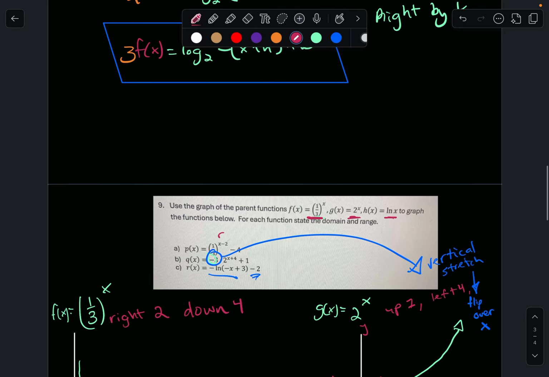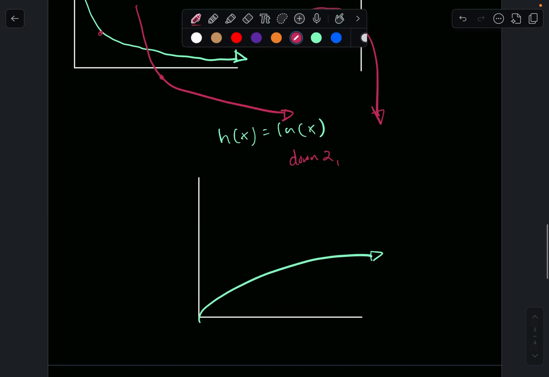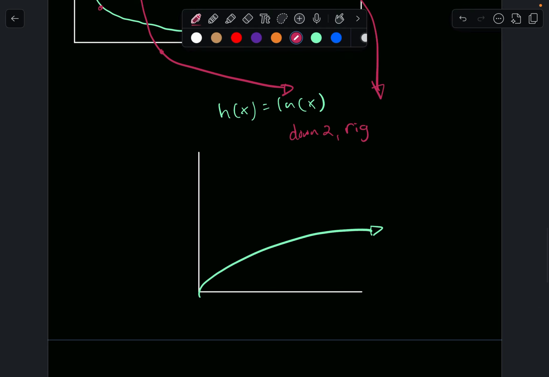What else do we got? What else do we change here? Looks like we're gonna, oh, this is a mess. So if we rewrite this as x ln, because we can distribute this, right? Ln of x minus 3. I think we can do that, right? That's fine. We can see that we're shifting over right 3, right? Because we get this x minus 3. Right 3.